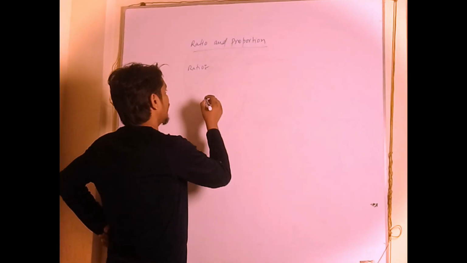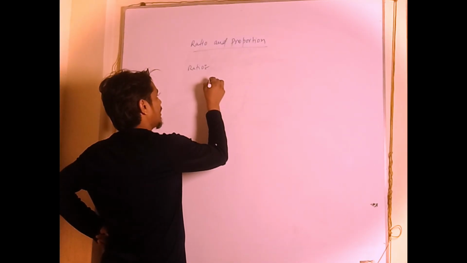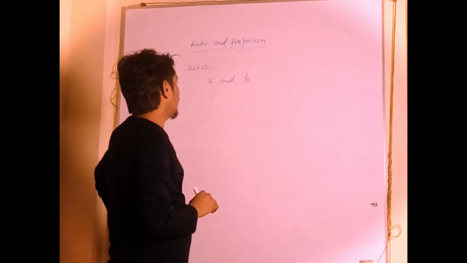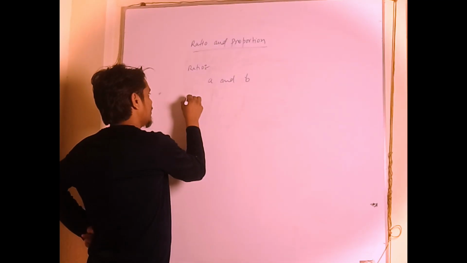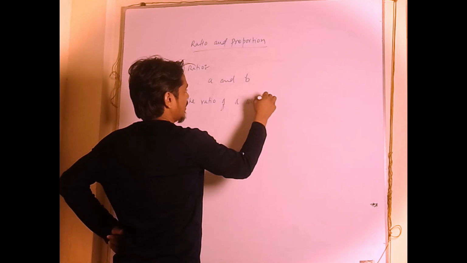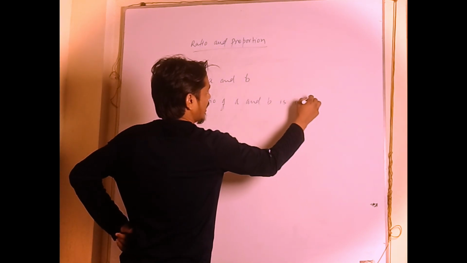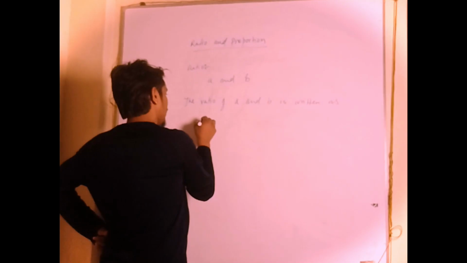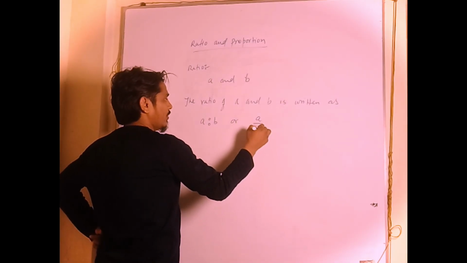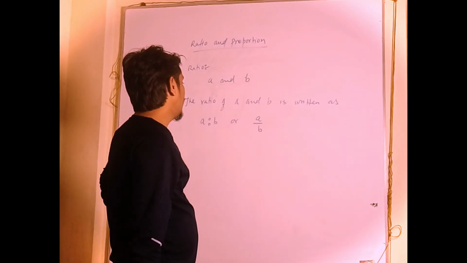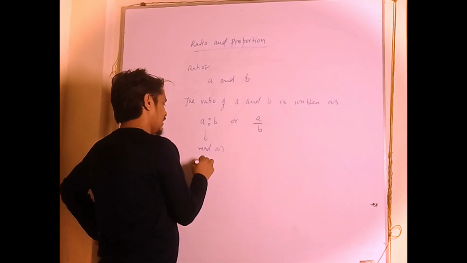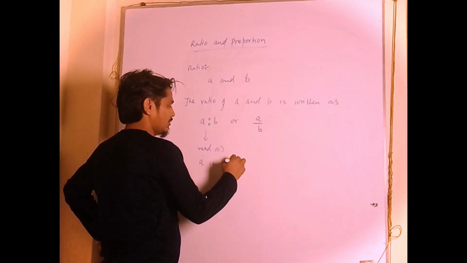So ratio: if we have two quantities, let's say A and B, then the ratio of A and B is written as A colon B, or we can write it as A over B as well. Here we can read it as A is to B.